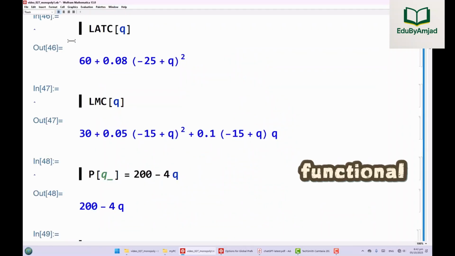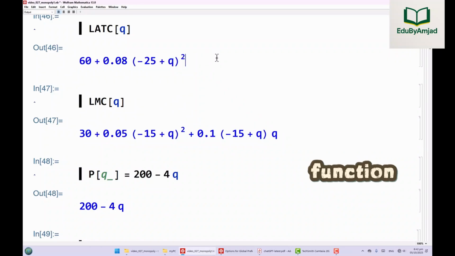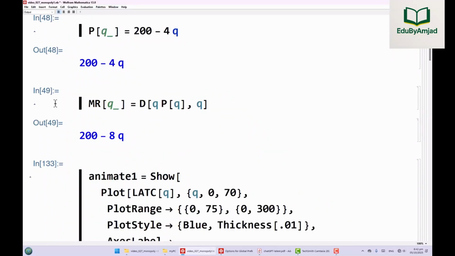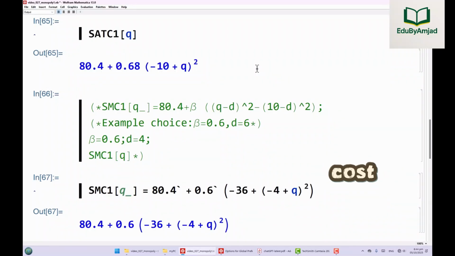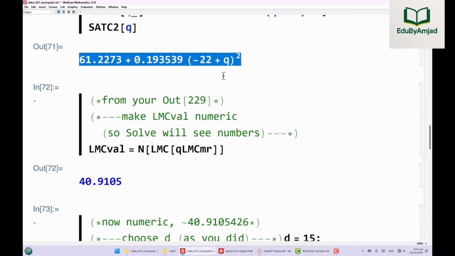Let's take a look at the functional forms of the curves we'll be using. Here's the long-run average total cost function, and the corresponding long-run marginal cost function. Next, we have the linear demand and marginal revenue functions. Finally, the short-run average total cost and marginal cost functions, first for plant size 1, and then for plant size 2.